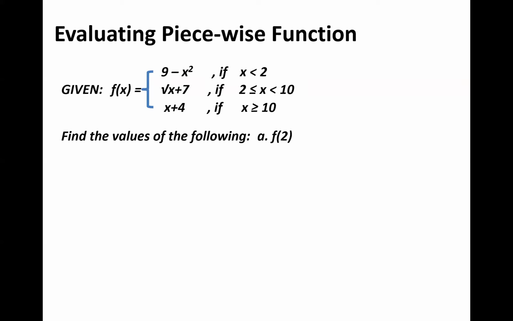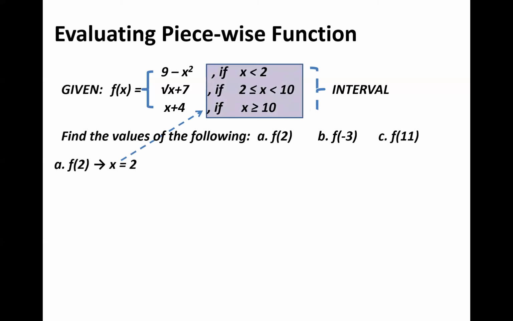So we are to find the values of the following. A, f function of 2. B, f function of negative 3. And C, f function of 11. Okay? So let's find the value of f of 2. So in this case, ano ang gagamitin nating subfunction para ma-evaluate natin ang f of 2? So technically, ang value ni x dyan is equal to 2. Okay? Now, hanapin natin saang interval magpo-fall ang x is equal to 2.